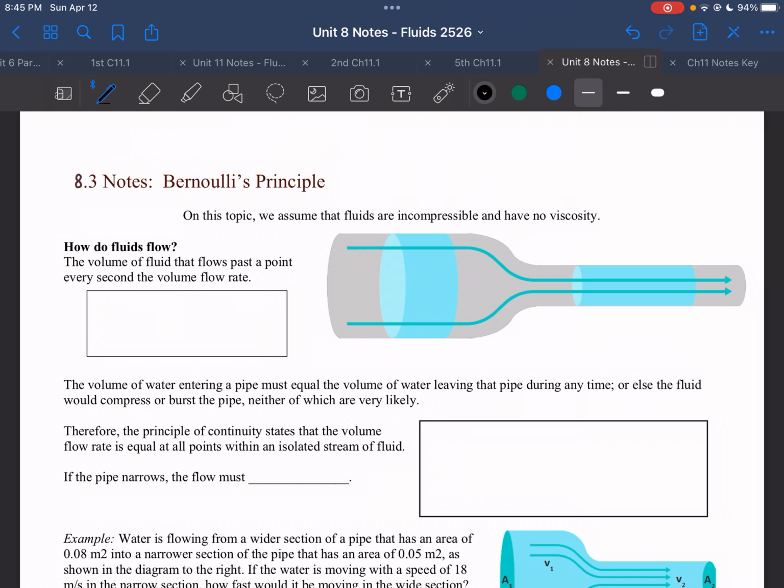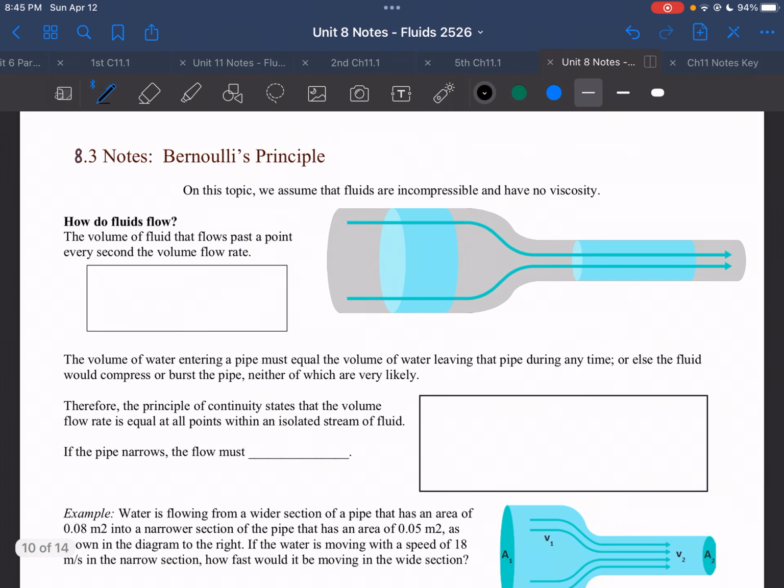All right, today we're going to look at Bernoulli's principle. So the first thing is talking about how flow works for different fluids. Again, we are going to assume that these are ideal fluids, which means they can't be compressed, they don't have viscosity, and they're going to flow smoothly through the pipe. They're not going to spin. It's going to have kind of a straight flow all the way across.